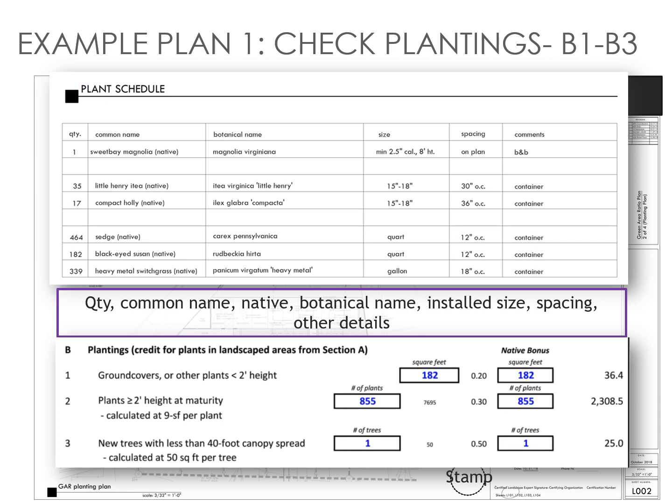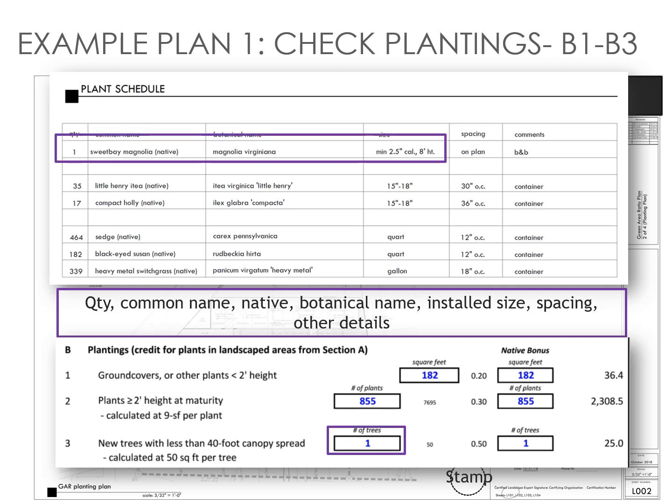So then the plan reviewer would go back onto the score sheet to check that the quantities match the score sheet. So what's shown on the planting schedule is matching what is shown on the score sheet. So we see here there was one tree proposed, which is a magnolia, and it does have less than a 40-foot canopy spread, so that's good. Then next we look at the B2 plants, and we add up all those plants, and it does in fact add up to 855, and then we can match up that ground cover of black-eyed Susans as 182.